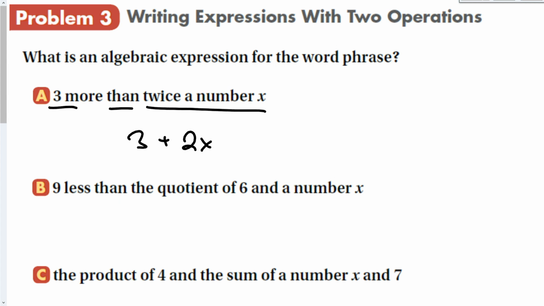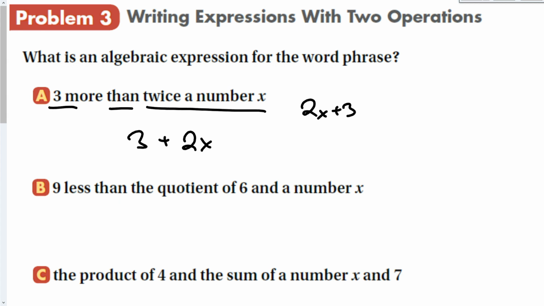Now, we could have written it the other way. With addition, it doesn't really matter. Usually, the better way would be with the variables first, but we'll get to that more later. Okay? 9 less than the quotient of 6 and a number x.